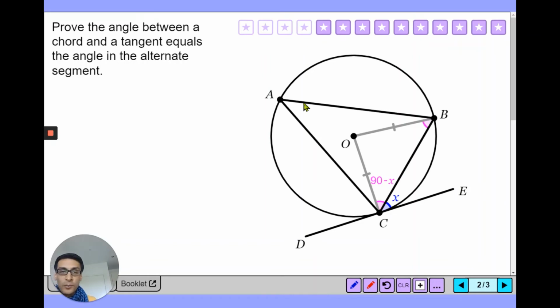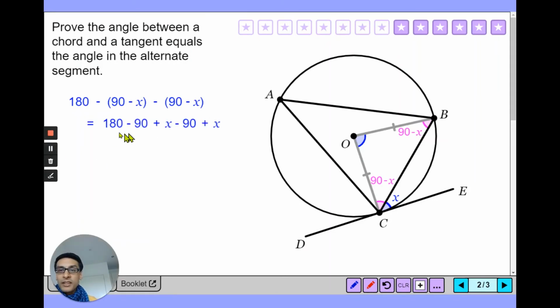Now we know that this OCB is an isosceles triangle. So if that's 90 minus x, that angle there must also be 90 minus x. And then this angle here, we know angles in a triangle add up to 180. So this is going to be 180 take away this pink angle and that pink angle. So 180 take away 90 minus x, take away 90 minus x. When you simplify this down, you're left with 2x.